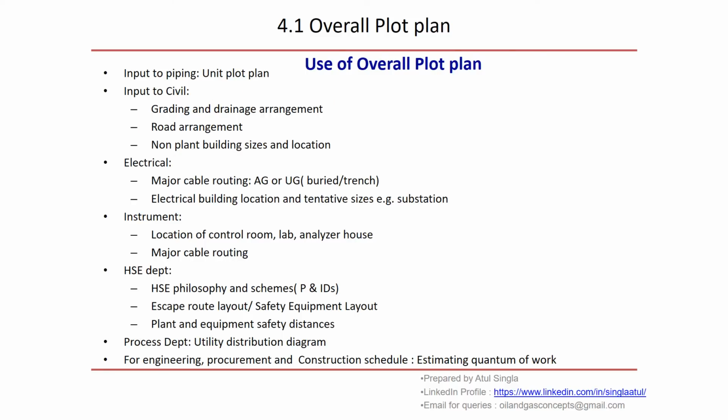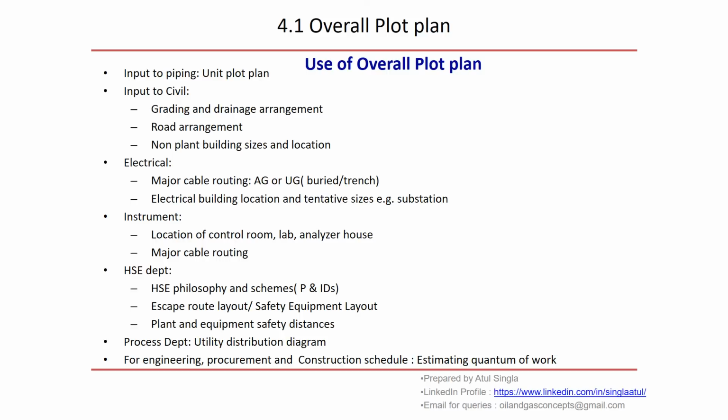Electrical will be using this overall plot plan to decide cable routing above ground or underground, buried or trench, electrical building locations, tentative sizes and substation. These things electrical can easily locate once they have the overall plot plan. Then instrument: location of control room, lab, analyzer house, major cable routing. Instrument will have the overall plot plan with them, and they can easily locate their control room and other buildings.